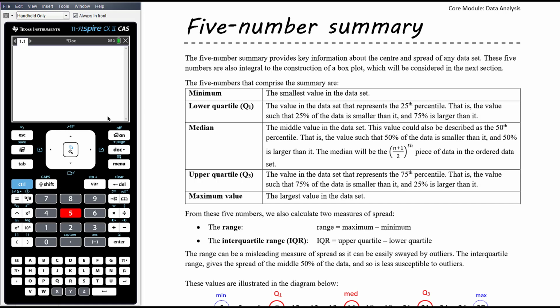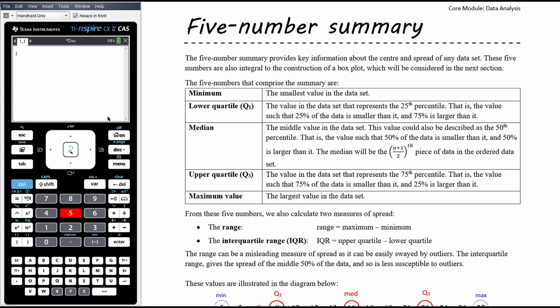Okay, in this video we're going to be looking at the 5-number summary, which is an important data summary for a list of numerical data. It provides key information about the centre and the spread of any data set, and the 5 numbers are also integral to the construction of a box plot, which we'll look at in the next video. So they're the 5 key points that we need to work out for the box plot.